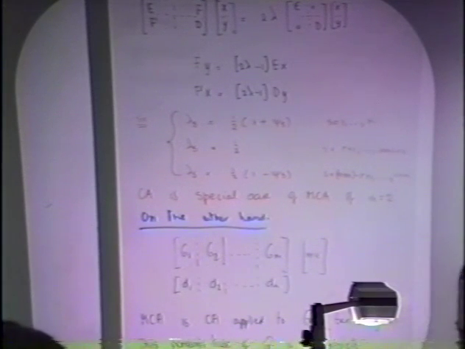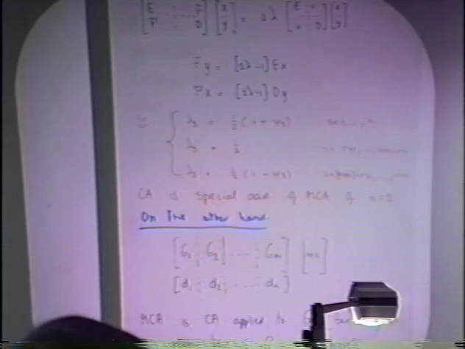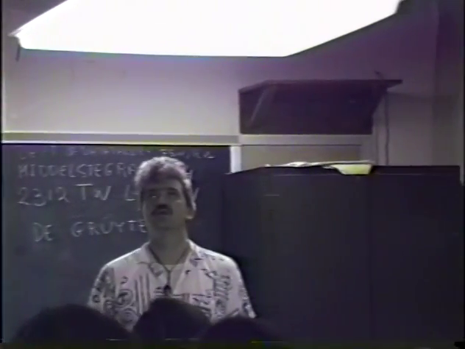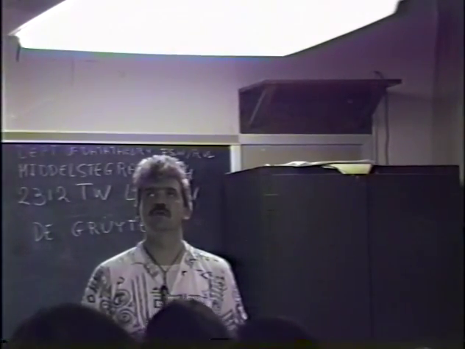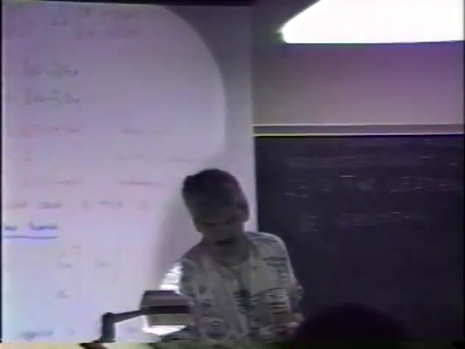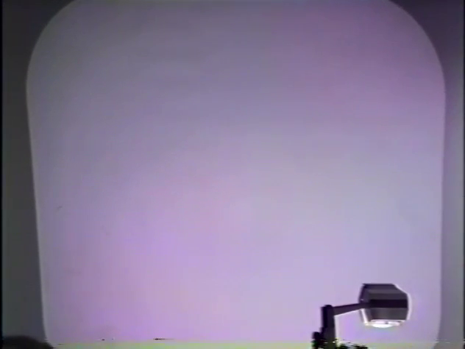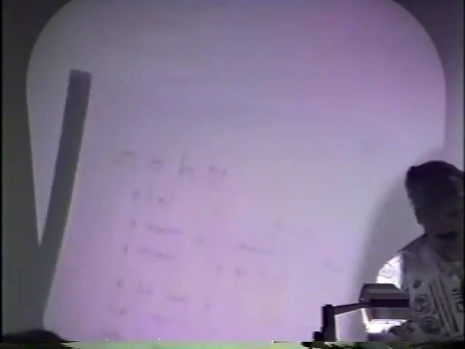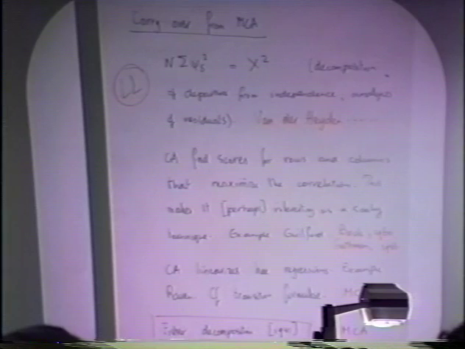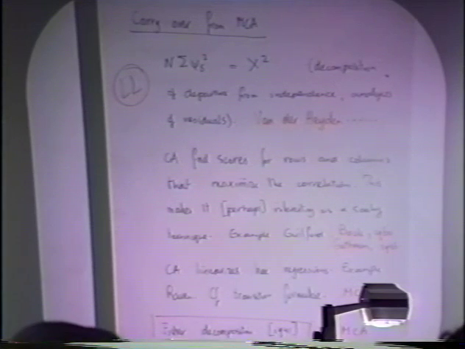There's a third relationship. If you apply ordinary correspondence analysis to the Burt table, then you also get the same results as you would get from multiple correspondence analysis. So also in that sense, multiple correspondence analysis is a special case of ordinary correspondence analysis. It's not very important, of course, which is a special case of which. It's just important that you can look at the techniques in these various different ways.